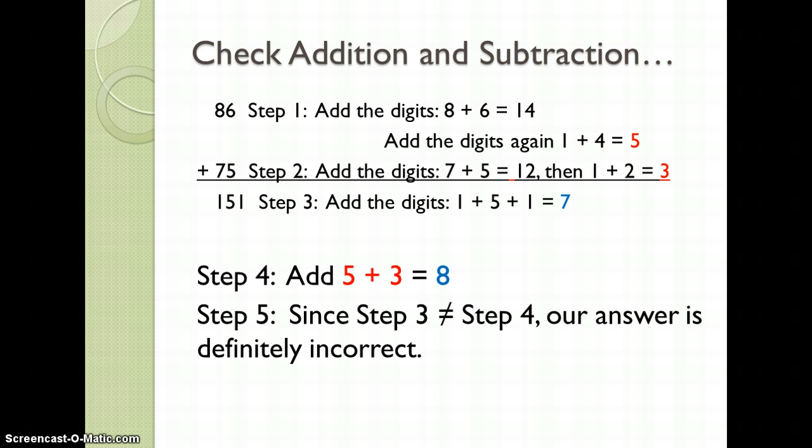Step 2, add the digits 7 plus 5, which is 12. Since that is greater than 10, we'll need to add those digits, which is 1 plus 2, which is 3. Step 3, add the digits in the answer. 1 plus 5 plus 1 is 7. Step 4, add the 5 and the 3 from the addends' digits addition. 5 plus 3 is 8. But since step 3 is definitely not equal to step 4, we know that 7 is not equal to 8. Our answer is definitely incorrect.